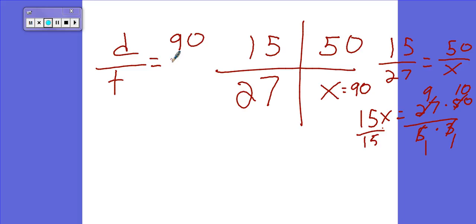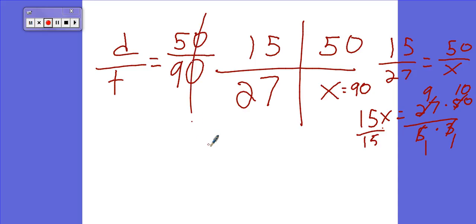Wait, sorry, I said that wrong. Distance, that's not 90. Distance is 50, right? He goes 50. So he goes 50. His time is 90, right? Distance divided by time. Well, I'm not going to bother to divide that. Let's do what I can do.